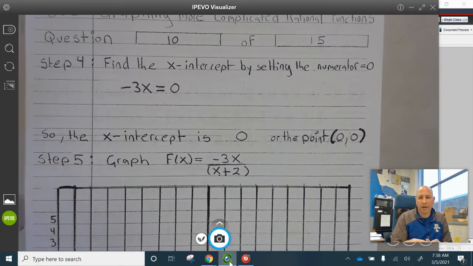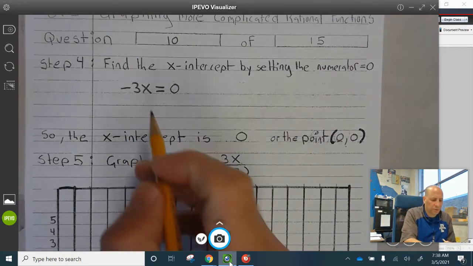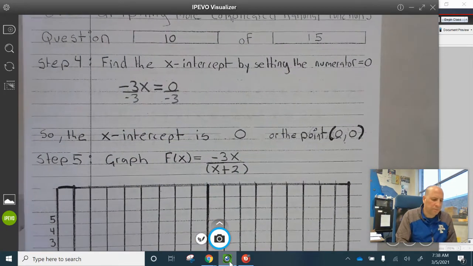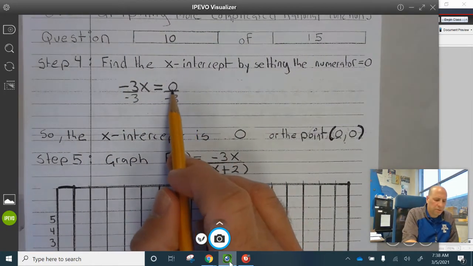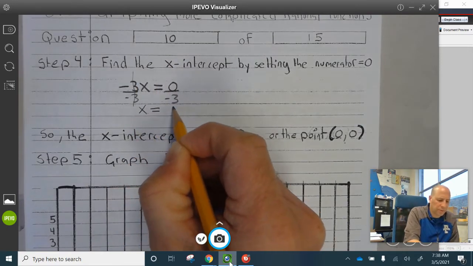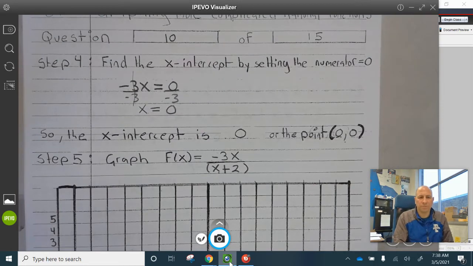Now, step 4, find the x-intercept by setting the numerator equal to 0. So we set that equal to 0, divide both sides by negative 3. Now, that becomes 1. X equals 0 divided by negative 3, which is 0. Okay? So the x-intercept is 0, or the point 0, comma 0.